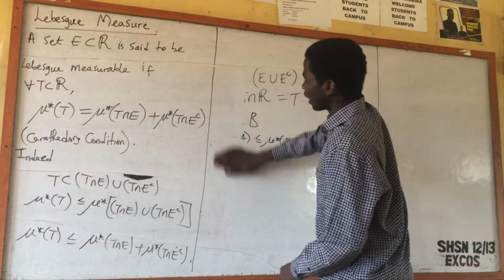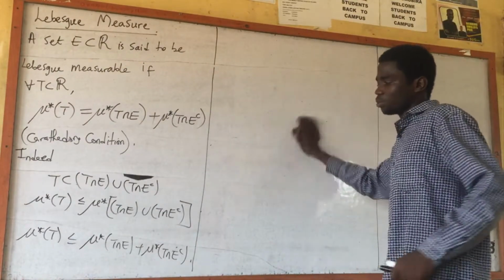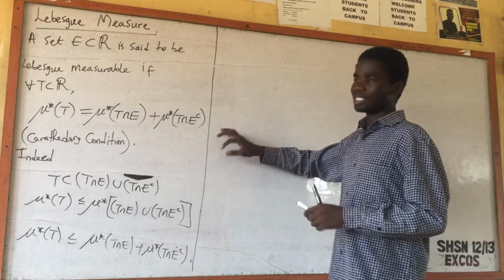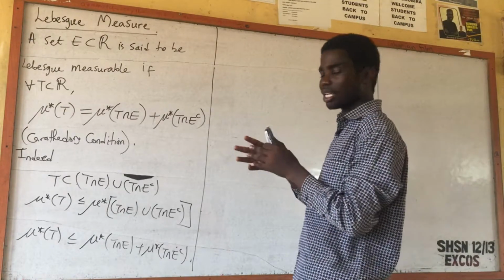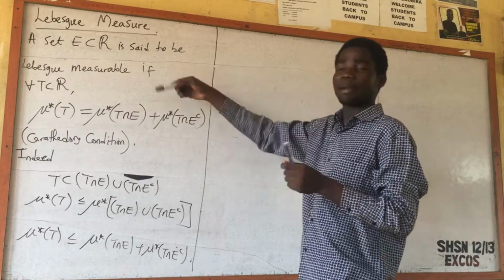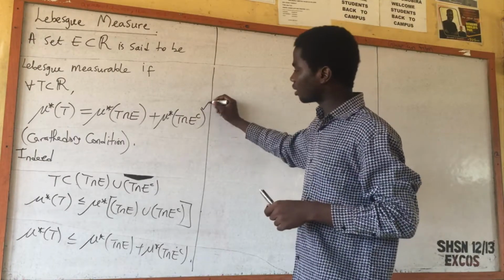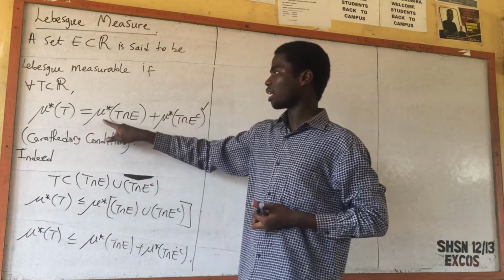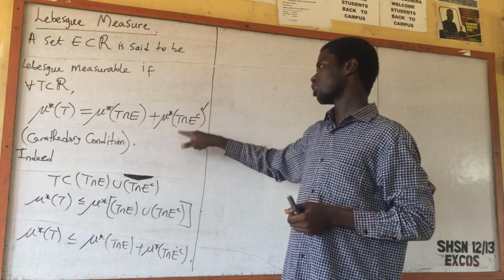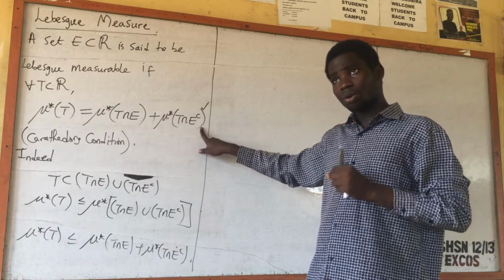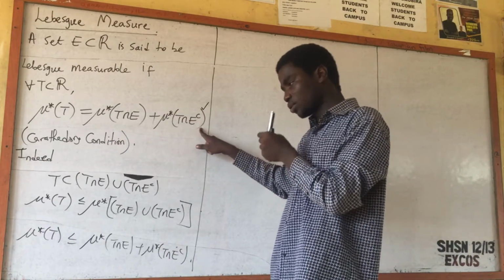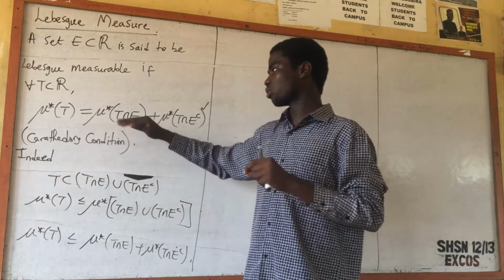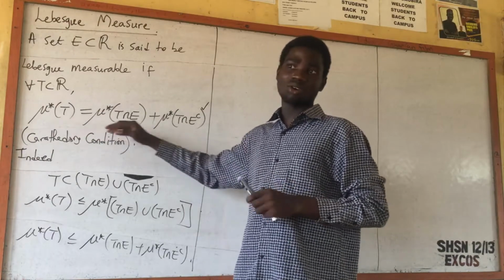So what am I trying to bring out in this case? If you are told to show whether or not a set is Lebesgue measurable, you show this. For the outer measure of T to be equal to the outer measure of T intersection E plus the outer measure of T intersection E complement, this inequality is always less than or equal, and it must also be greater than or equal to this.